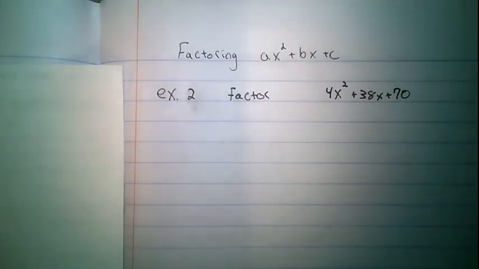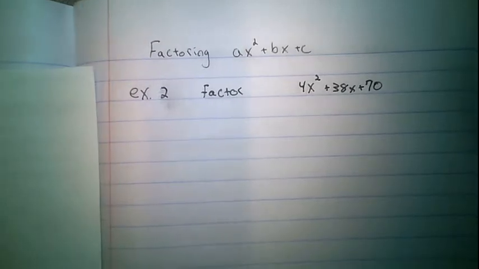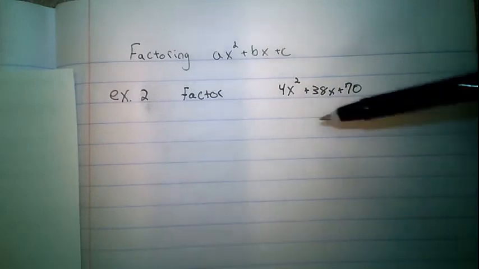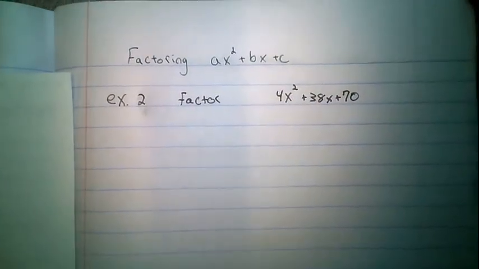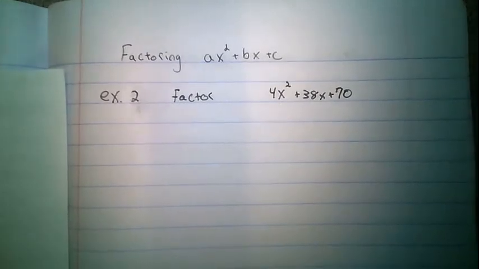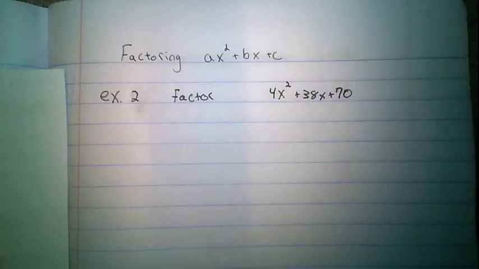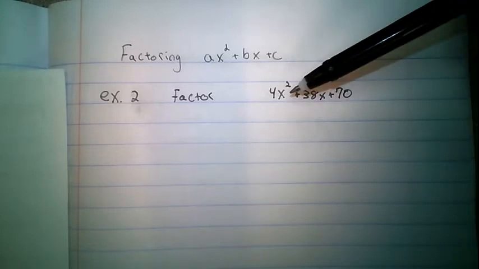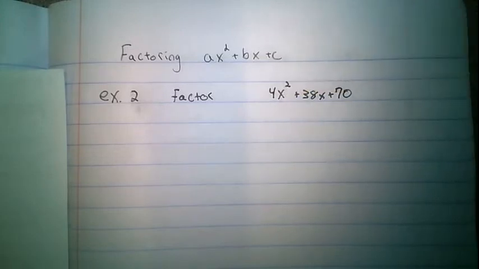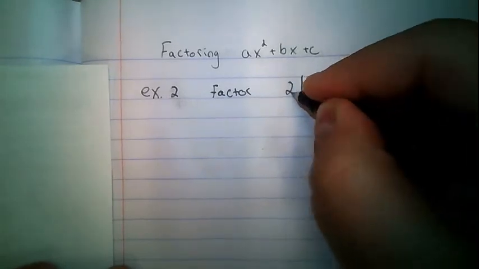Our new example is to factor 4x squared plus 38x plus 70. So we're going to use the same steps as we did before. Notice that I have a number in front of the x squared, so I can't right away use the x puzzle. But let's see if I can manipulate this somehow. First I want to check is there a way to get rid of the 4? Well, let's see if we have a greatest common factor. These are all even, so I know I can take out at least 2. So I'm going to use my upside down division to take out a 2.